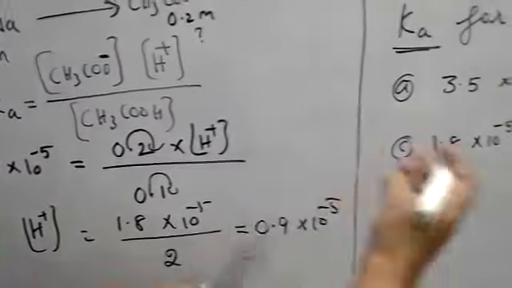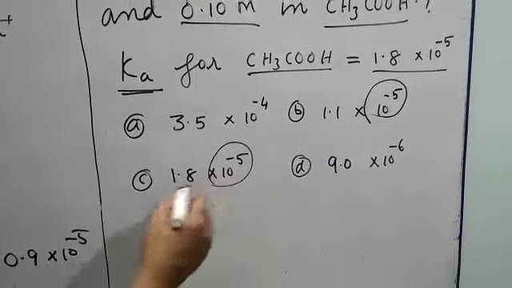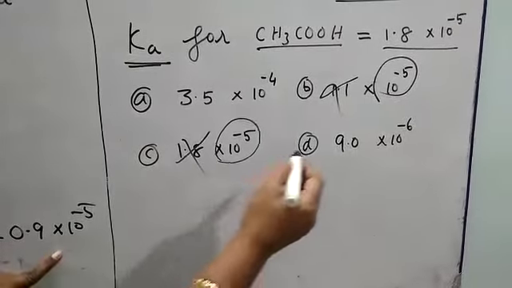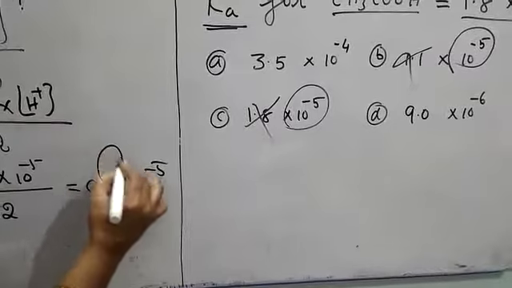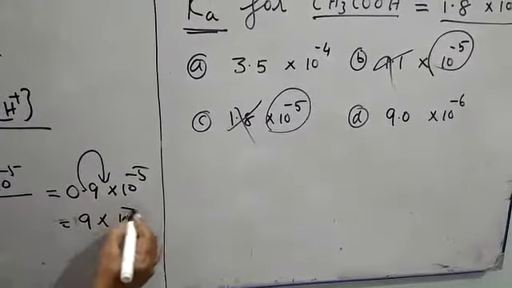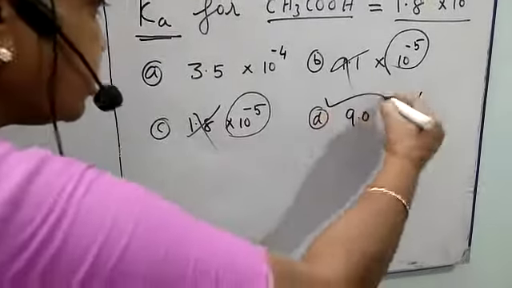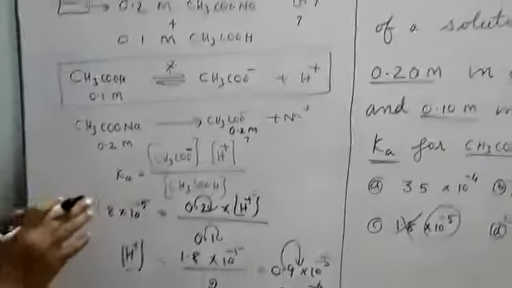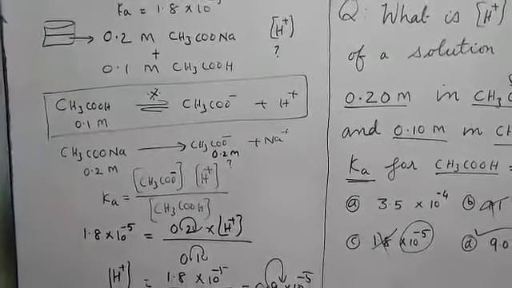Go and see the option. In the 10 power minus 3, you see, children, 10 power minus 5 you are having something else, so this is not the correct answer. Next you are having 9, but in terms of 10 power minus 6, so you just have to change it. What you can do is multiply by 10, divide by 10, so what you are getting is 9 into 10 power minus 6, so this is the answer. So this is the way you have to approach the sum. You should not approach with the Henderson formula.